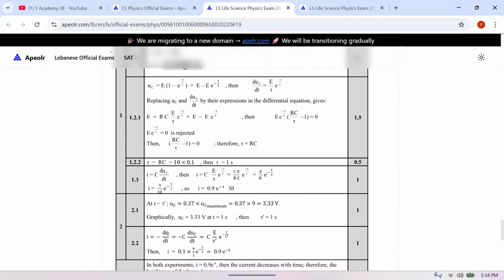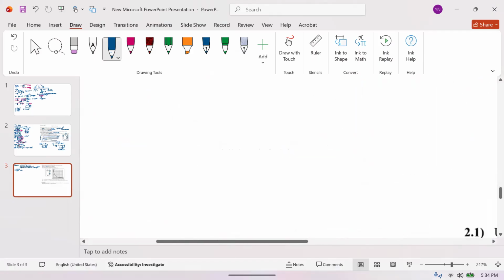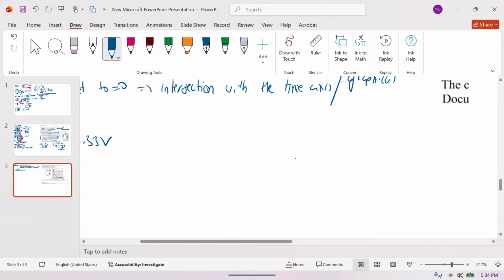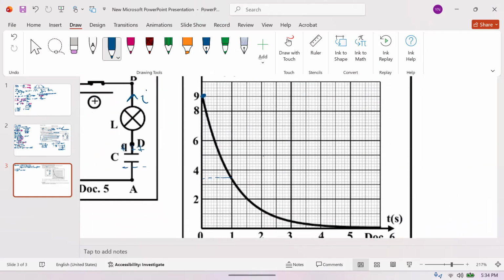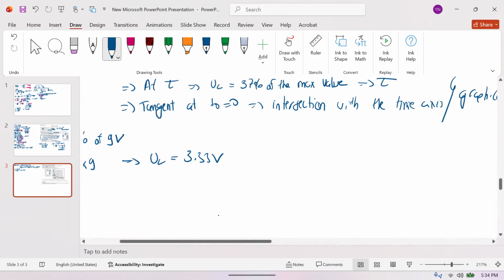Yeah, 3.3. Okay. So it's 3.3, 3 volts. I go to my curve and I find where 3 is. This is supposed to be 3.3. And I find where the projection of this point on the curve is. It's 1. So tau is supposed to be 1.